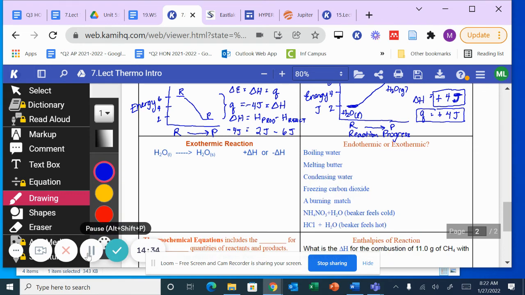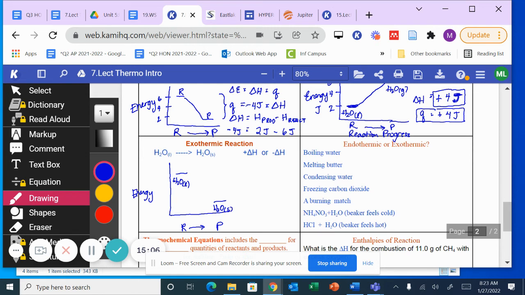Pause. Okay, so we draw this. Reaction progress. Reactants go into products. Energy over here. Which is going faster? Liquid, right? Liquid will be up top. H2O. Make sure you label it. L. Okay, and then solid's going slower, H2O solid. And that makes sense when you freeze something.